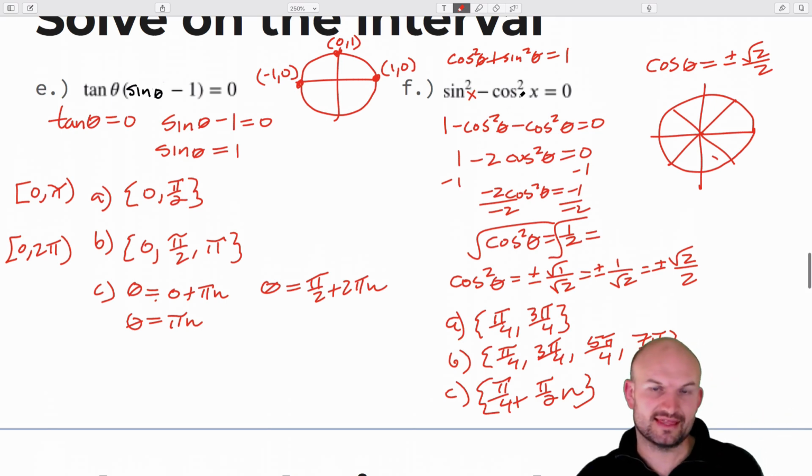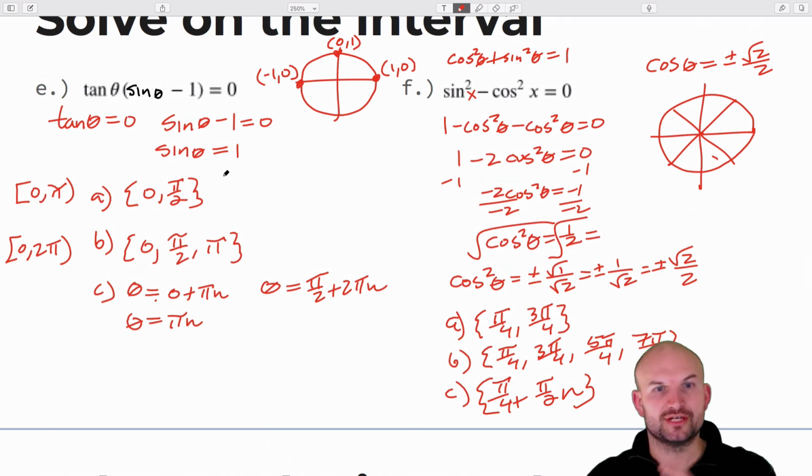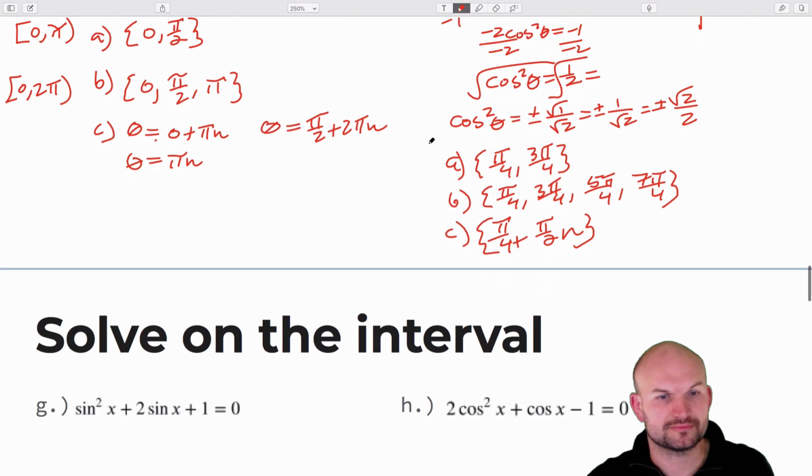One of the techniques to think about is if you have trigonometric functions, you have more than one, look to either, obviously here it didn't matter. We just applied the zero product property, whereas here we used our identities to help us solve that. So just some things to kind of think about there.